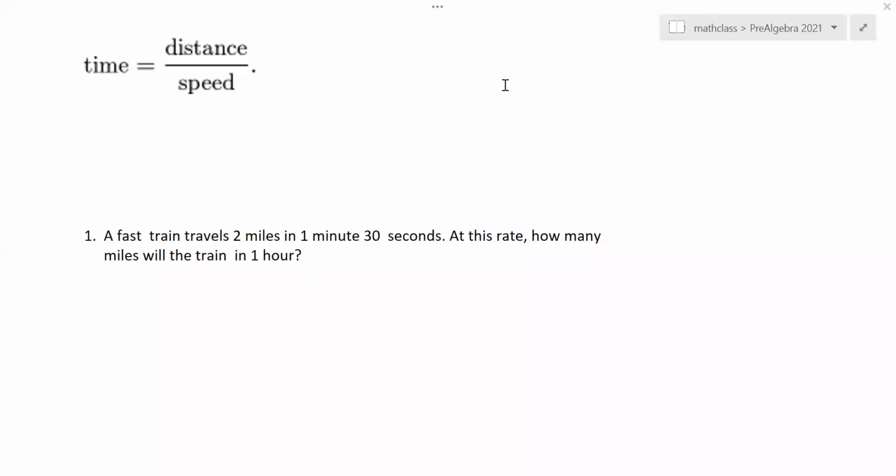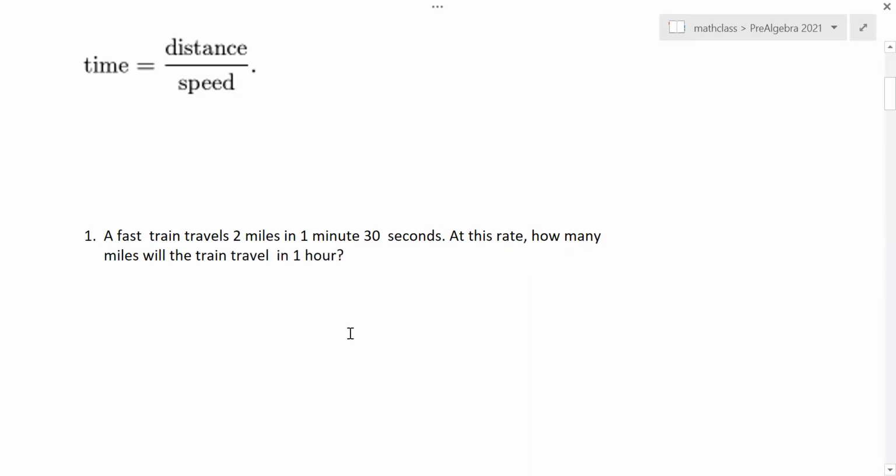So here's the first problem. A fast train travels 2 miles in 1 minute 30 seconds. At this rate, so this is the rate, that's the speed, how many miles will the train travel in 1 hour?